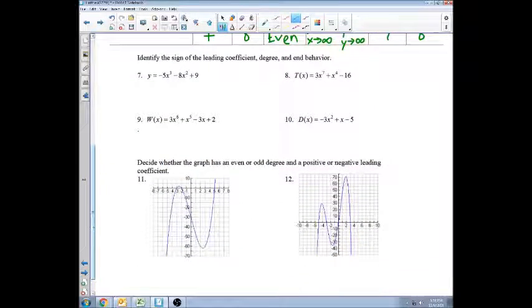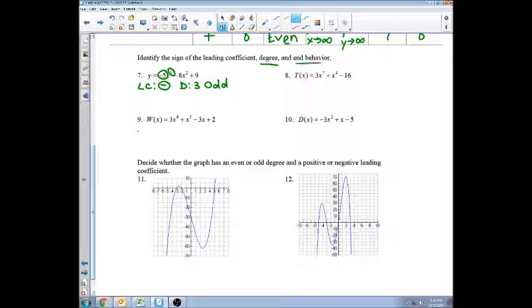We're going to do exactly the same thing that we just did in the table. It's just not going to be laid out for us. So I need to identify the sign of the leading coefficient. So for problem 7, my leading coefficient is this -5, so it means I have a negative leading coefficient. Then I need to figure out my degree. Well, my degree in this case was 3, which means I have an odd degree.